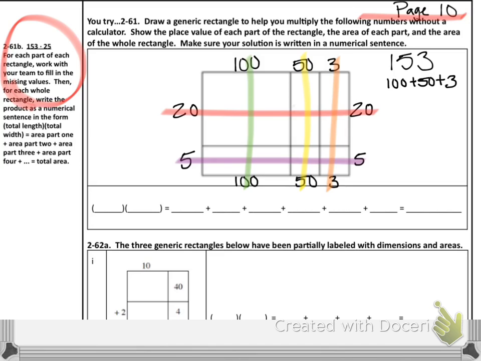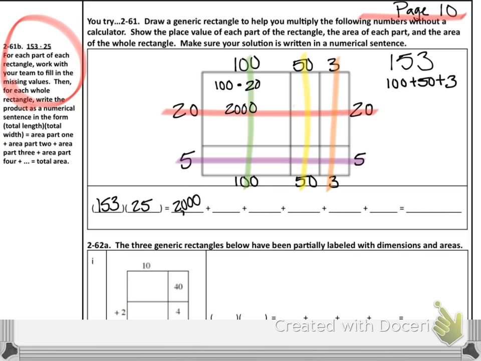As I'm looking at the first one, it's going to be 100 green times my red 20. On my calculator, again, be very careful about zeros. 100 times 20 is going to be 2,000. I'm going to make sure to transfer my values right away. We are solving 153 multiplied by 25. 2,000 is our first product.